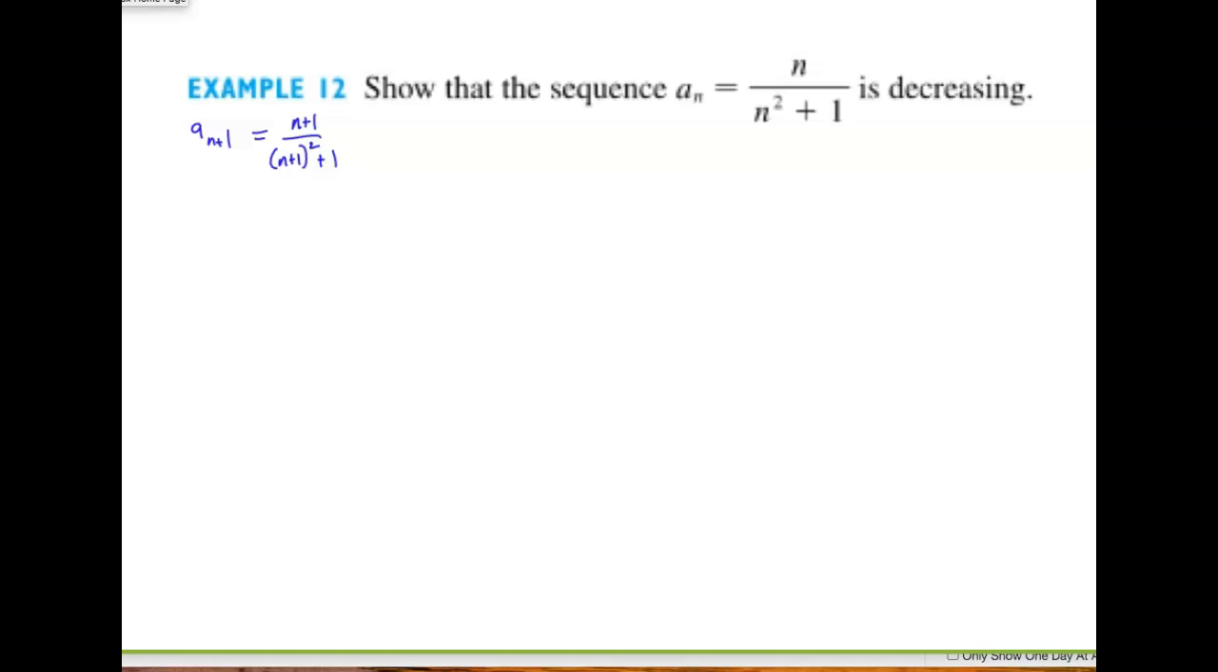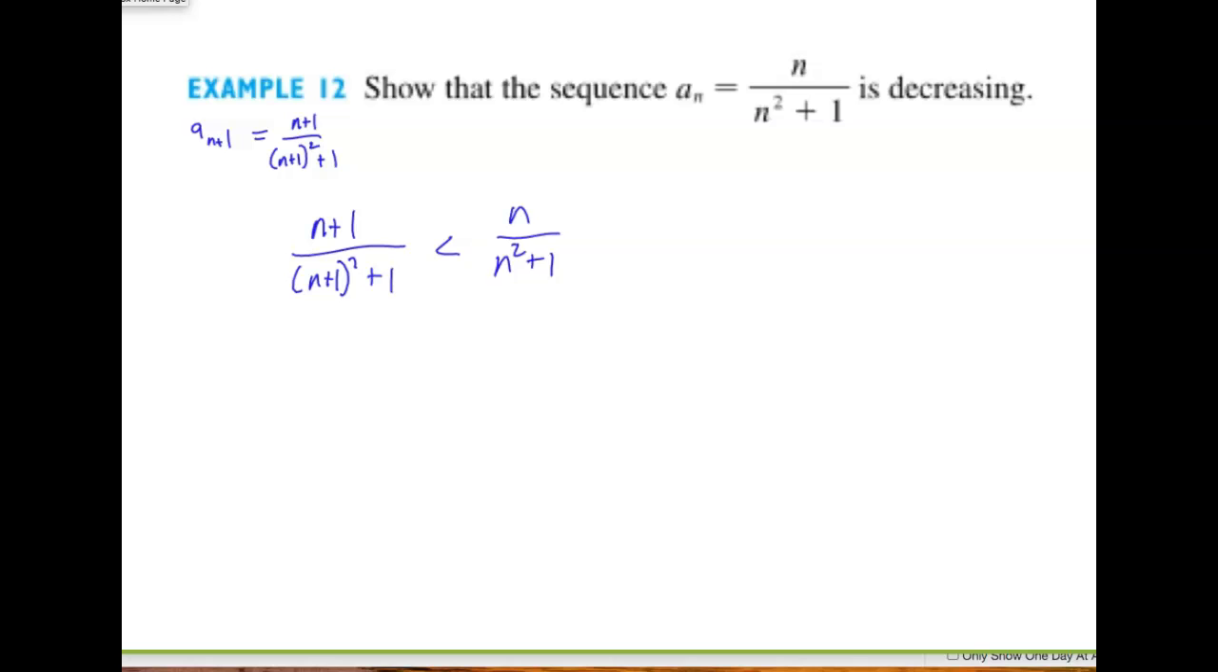So we want to show that it's decreasing, meaning we want a sub n plus 1 to be less than a sub n. So I need n plus 1 over n plus 1 quantity squared plus 1 to be less than n over n squared plus 1. Now, it's not immediately obvious just looking at that that it's true.